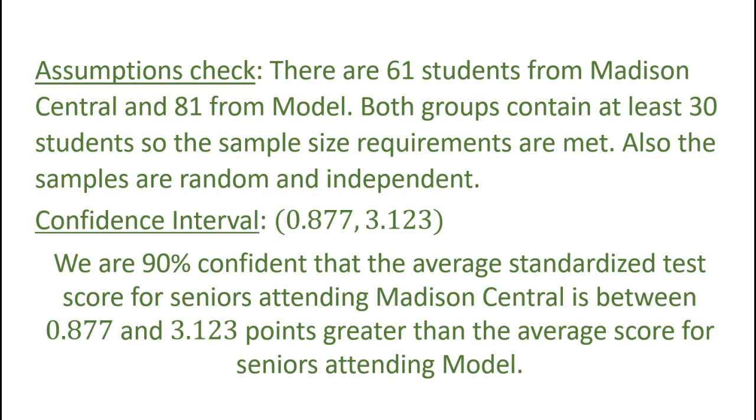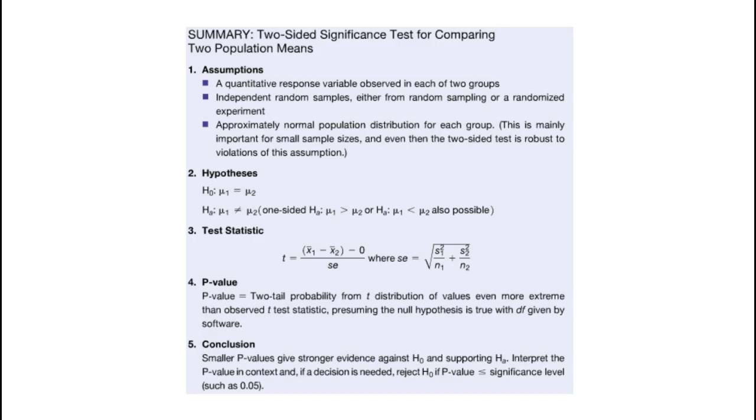Next, we have this box from your book that goes over the summary of how to compute a two-sided significance test for comparing two population means. As always, when computing significance tests, we have our different steps that we go through, and here are each of those steps summarized.